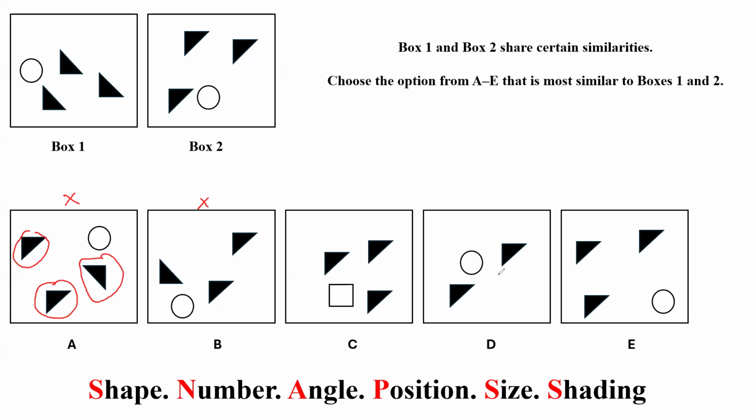D is the same. They have two triangles that both have the same rotation, and E has three triangles that all have the same rotation. So we've managed to get rid of two options, which is fantastic. So let's go on to see if we can eliminate any more of those options. Okay, so let's go to Himank.